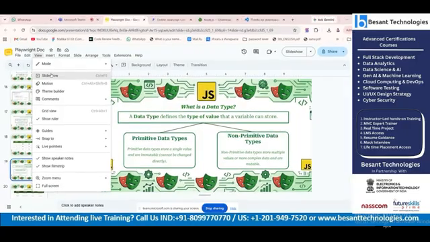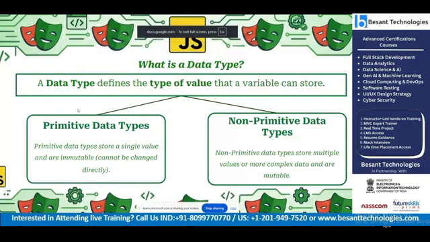So as Sean told, data types are the ones which declare the type of the data used on the variables. In JavaScript, the data types are split into two different types. One is primitive data types and another one is non-primitive data types. Basically, the primitive data types are the ones that we can't change directly.